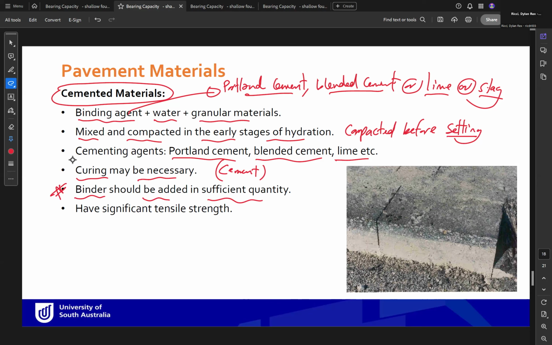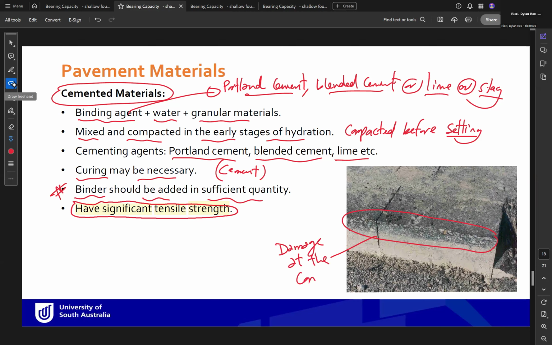This is the advantage compared to the other materials. The two previous materials don't have significant tensile strength, but in this case we have significant tensile strength. So this is the advantage we have compared to the previous two materials. But the problem we face in this type of material is, as you can see here, some damage can happen to the corners. Okay, but this can be overcome.